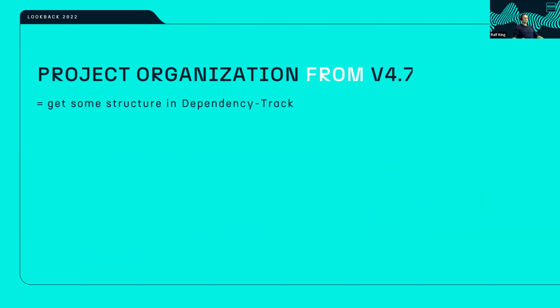So what we did for version 4.7 already is we started to introduce features to get some structure in Dependency-Track, or basically we made use of features that were half available in the backend but missing in the frontend, and maybe some workaround for that missing. So we added UI support for parent and child relations, which was the first step that we made here. And also we added child project support for alert rules as well as for policies.